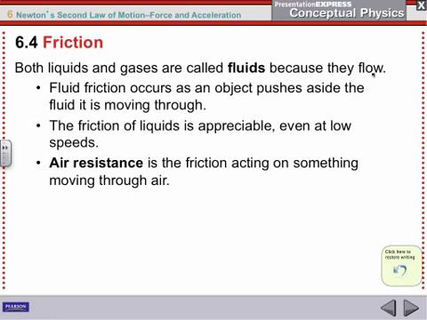Now, if you're moving through a fluid, fluids are gases or liquids, anything like this. So air is a fluid, water is a fluid, anything that flows. Fluids are things that flow. And so we also have fluid friction.